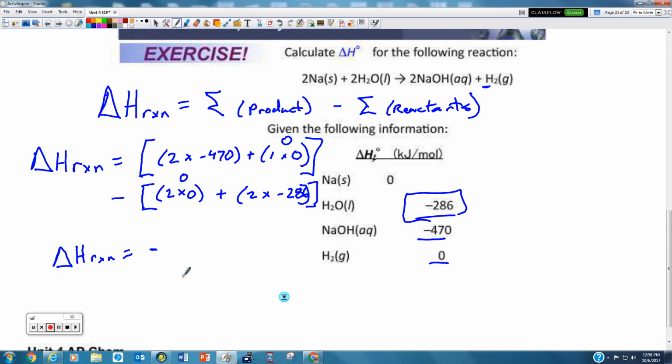Let me see what you're doing. All right, so I'm looking at this chemical equation, and then this table is where I'm getting the numbers from. H2O is not 0. H2O is negative 286. H2 is 0 because it's a naturally occurring compound. It's what happens in nature.